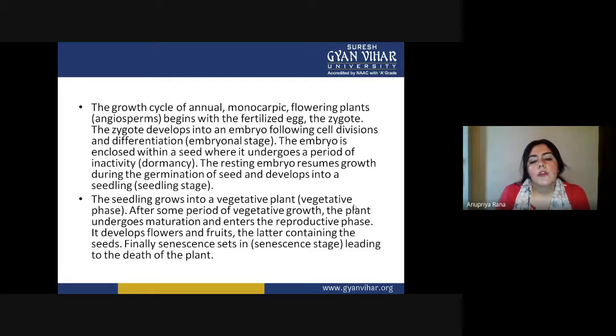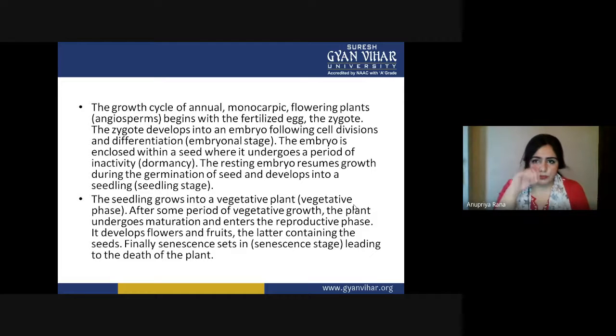The growth cycle of annual monocarpic flowering plants begins with the fertilized egg, the zygote. Every annual monocarpic flowering plant starts its life cycle as a zygote. You all know that. The zygote develops into an embryo following cell division and differentiation. So when a zygote converts into an embryo, it has to follow both: the divisions and the differentiation to make up the embryonal stage.